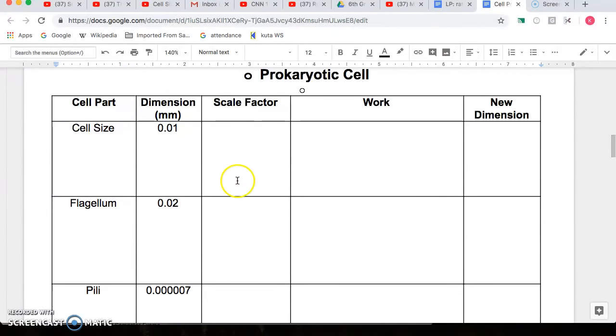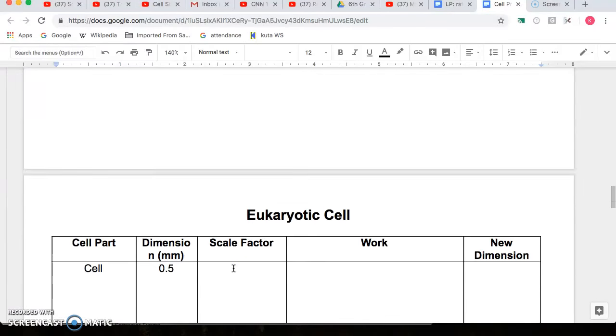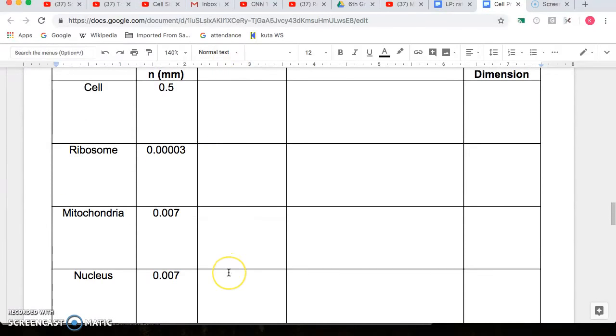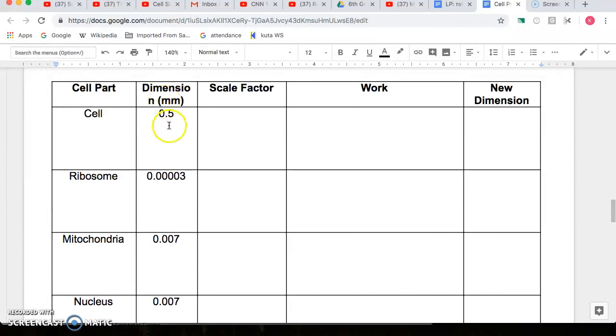And you're going to put it in every one of these boxes. Every one of these boxes. After that, you're going to go through and you're going to multiply your dimension by the scale factor, showing your work right here. Write the answer here in millimeters. It will already be in millimeters. Just make sure you put mm afterwards.